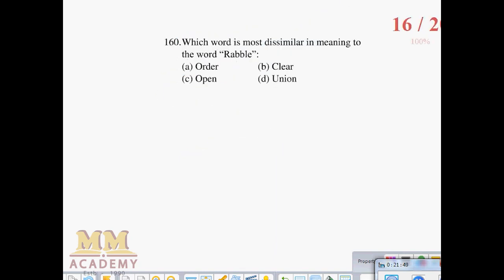Okay. Which word is most dissimilar in meaning to the word rebel? Rebel means mob, a disturbed gathering, right? Now, where there is no order, people are in a taking mood, right? People are in the mood of taking a place or taking someone, right? Order is dissimilar. So, A is the right answer.